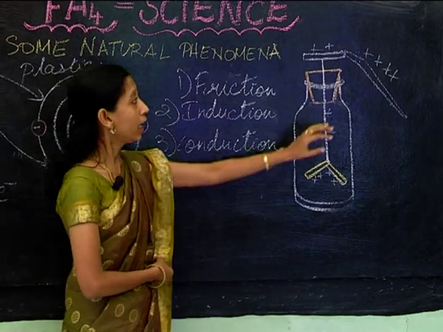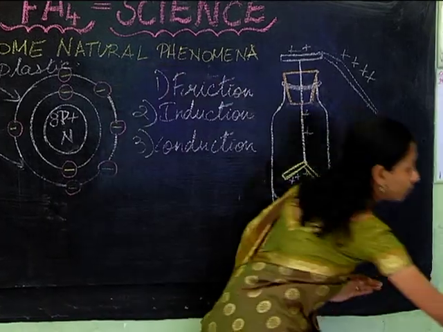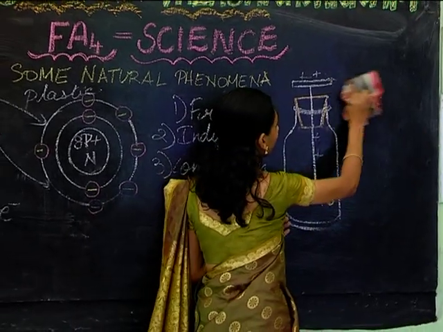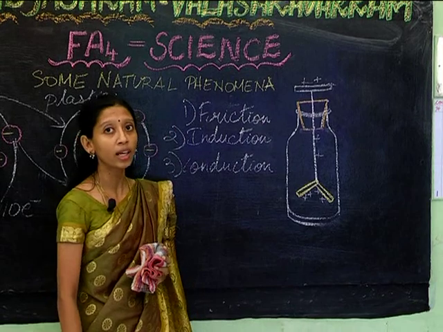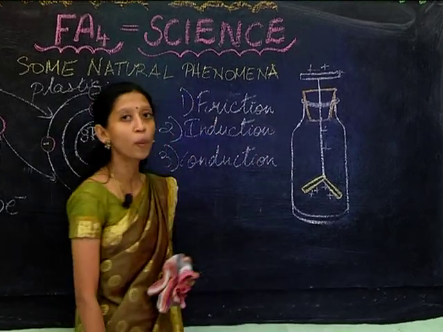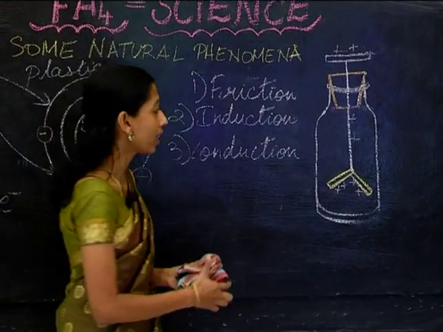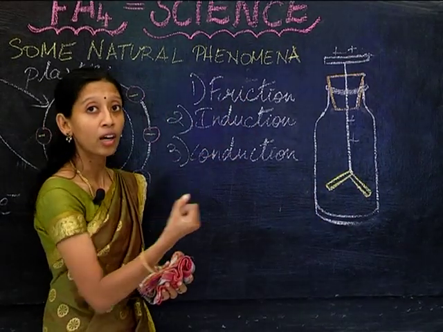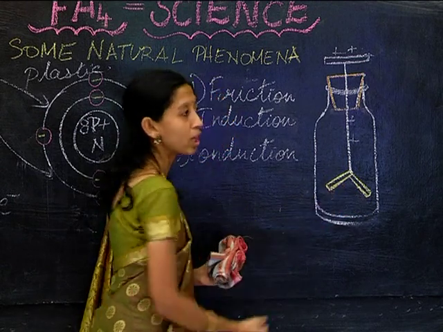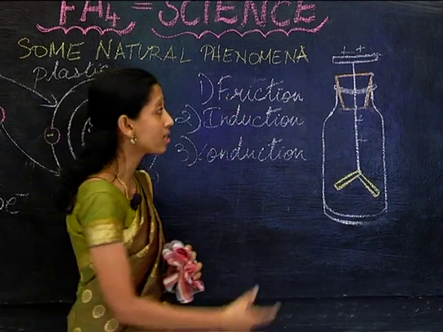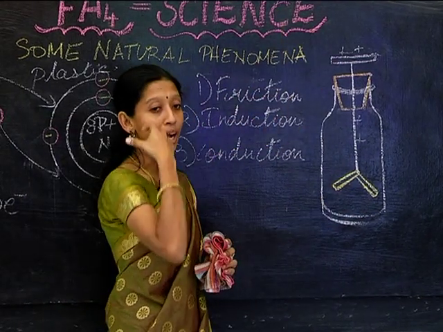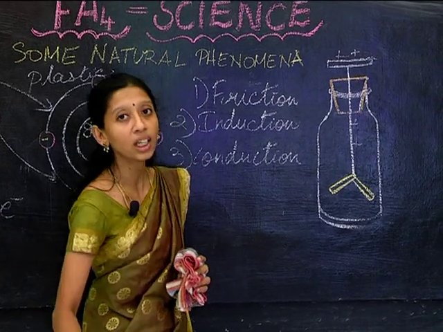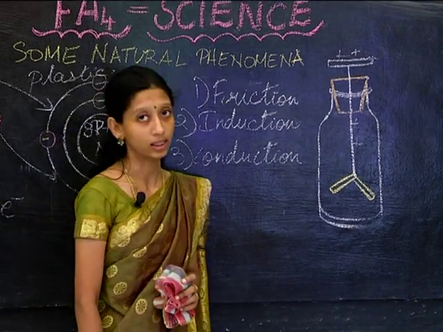Now, if I remove the glass rod from here, and if I touch the electroscope with my hand, you will find that the leaves will almost come closer and collapse. It is because all the charges will pass through my body and it will pass through the earth. This is called earthing.